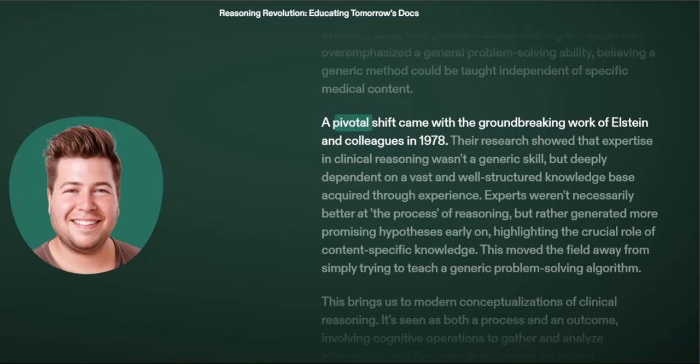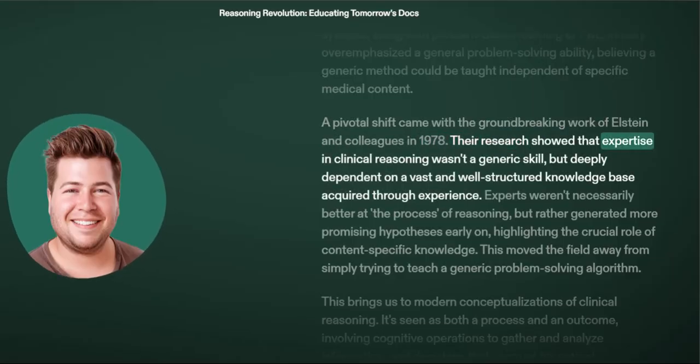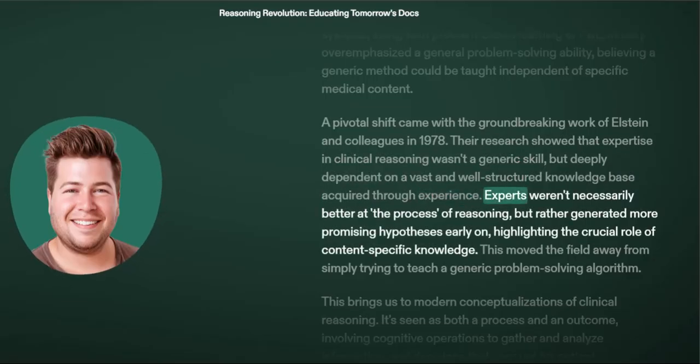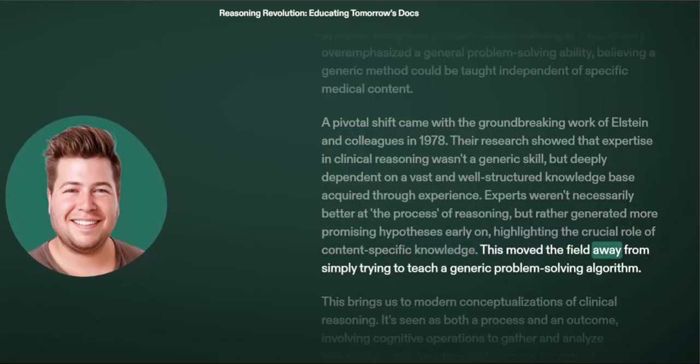A pivotal shift came with the groundbreaking work of Elstein and colleagues in 1978. Their research showed that expertise in clinical reasoning wasn't a generic skill, but deeply dependent on a vast and well-structured knowledge base acquired through experience. Experts weren't necessarily better at the process of reasoning, but rather generated more promising hypotheses early on, highlighting the crucial role of content-specific knowledge. This moved the field away from simply trying to teach a generic problem-solving algorithm.